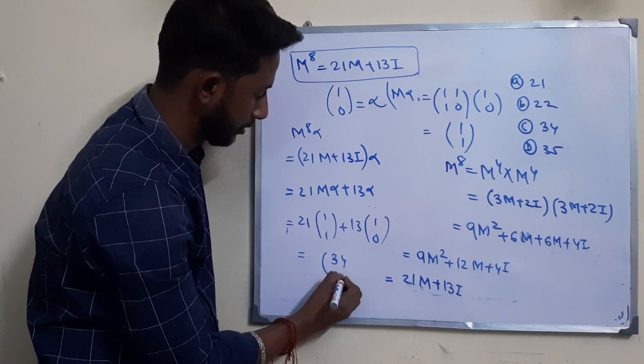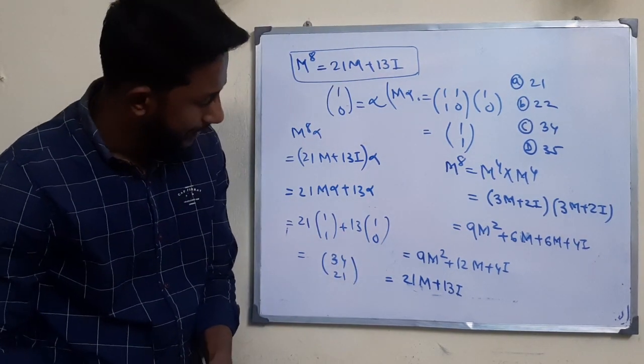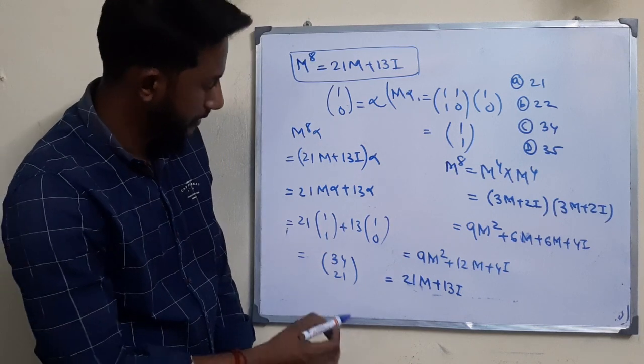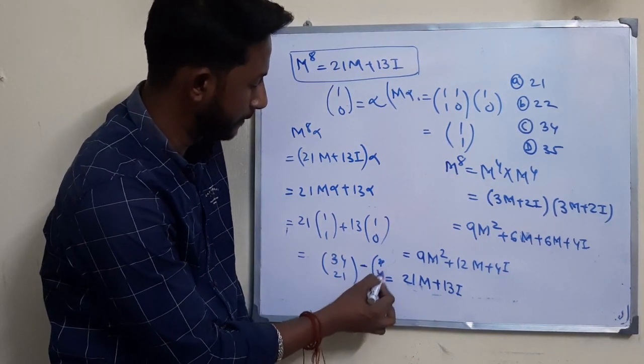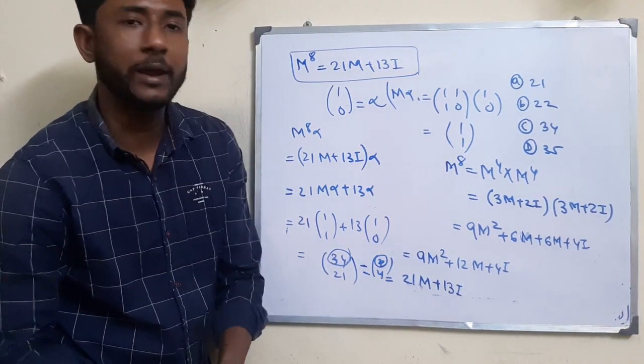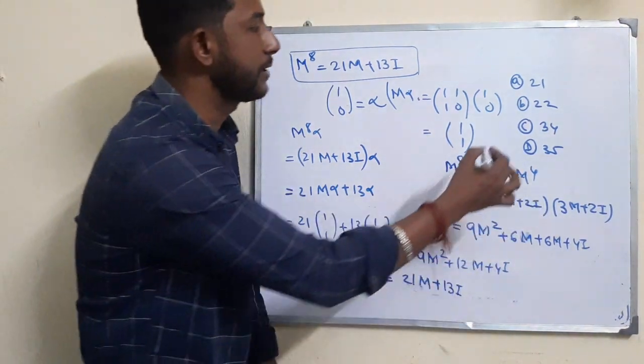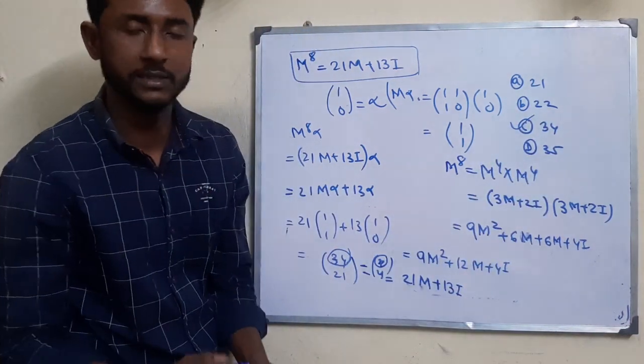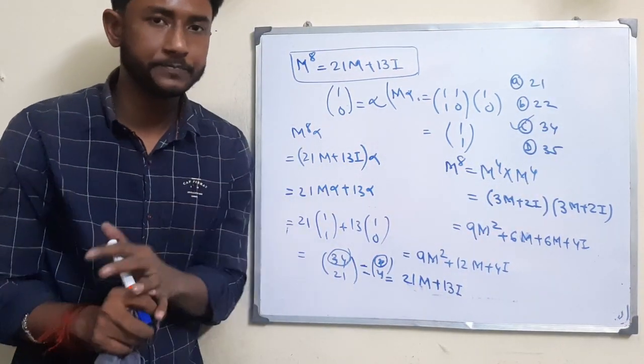34 by 21. So I can say that the value of x is equal to 34, right? So the value of x is equal to 34. 34 is our option C. So I can say that option C is our correct option. This is a very easy question, right?